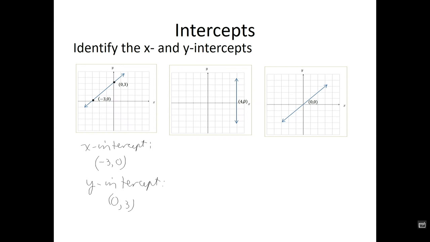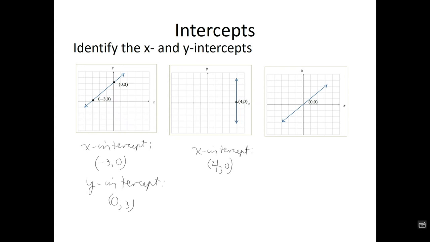In the next example, we have a vertical line. The line crosses the x-axis at the point 4, 0. So the x-intercept in this example is the point 4, 0. We see that the graph, the vertical line, does not cross the y-axis, so therefore there is no y-intercept.